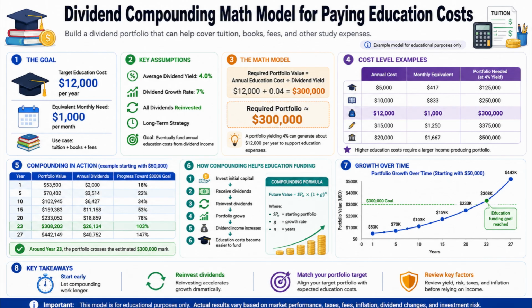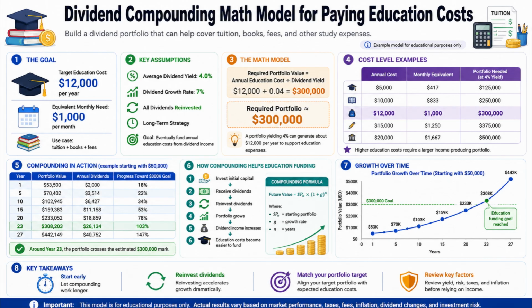Now, let us examine the compounding example that starts with $50,000. In year 1, the portfolio grows to approximately $53,500, with around $2,000 in annual dividends. This represents about 18% progress toward the $300,000 target. By year 5, the portfolio reaches approximately $70,402, with annual dividends of about $3,514. At this stage, the progress toward the goal is around 23%.